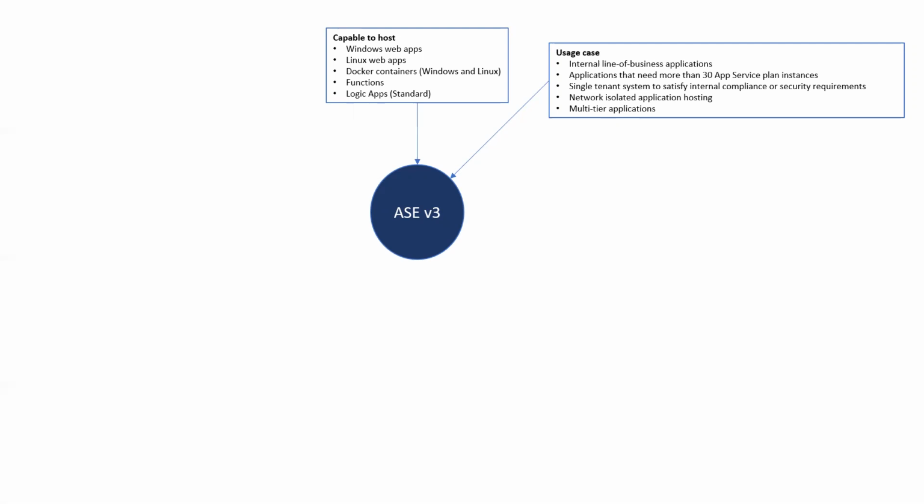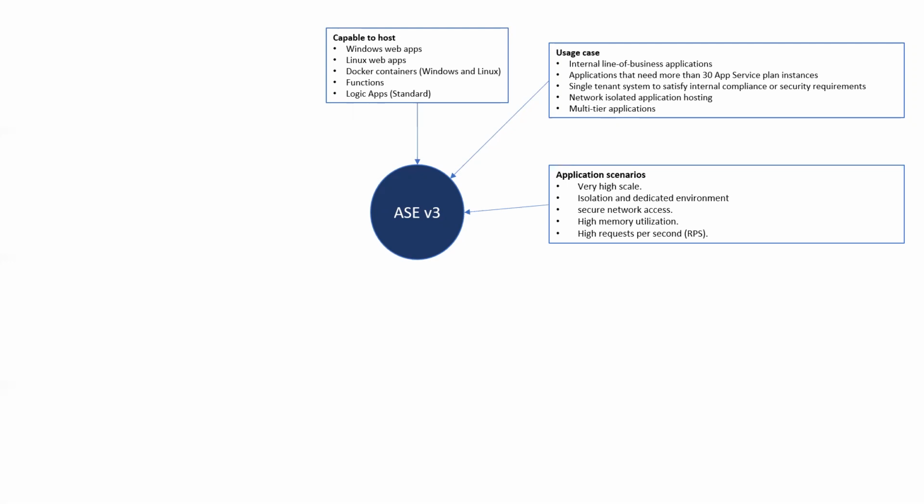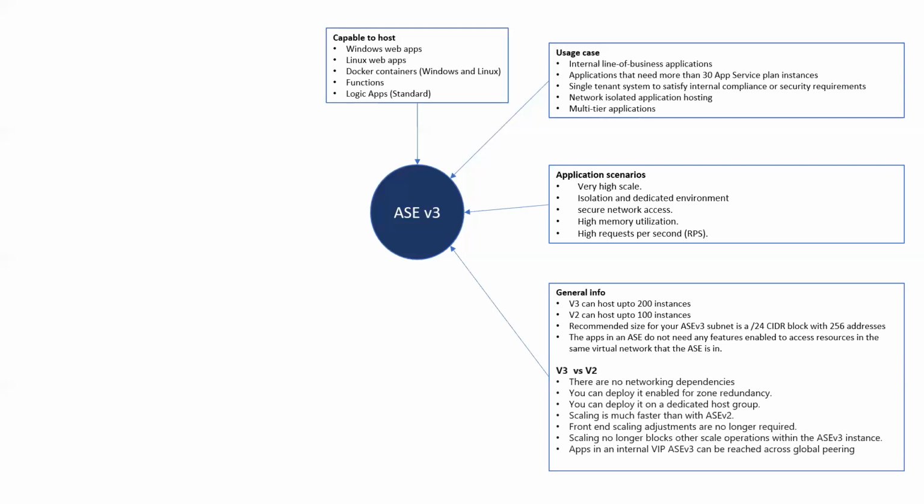When you go for the App Service Environment V3, you get complete network isolation, and it also supports multi-tier applications. The general application scenario could be high scale. If you are looking for very high scale applications in an isolated, dedicated environment with fully network secure access, and your application needs more memory utilization and a high requests per second requirement.